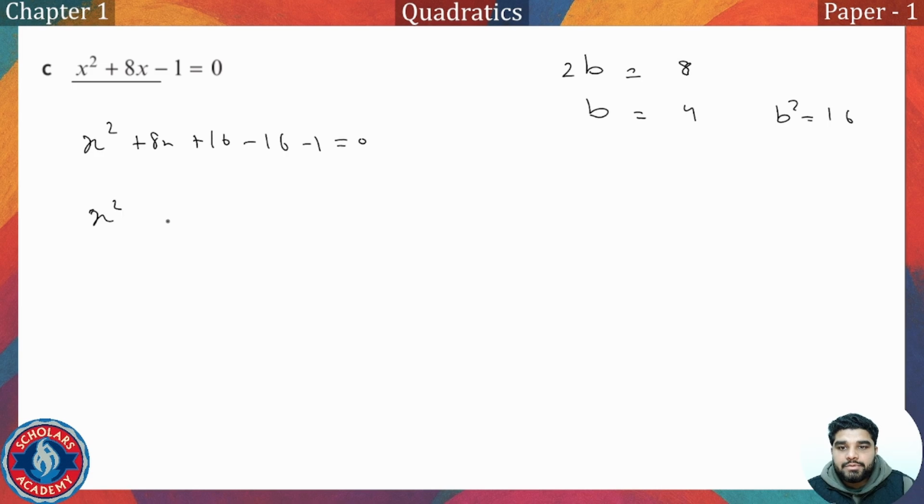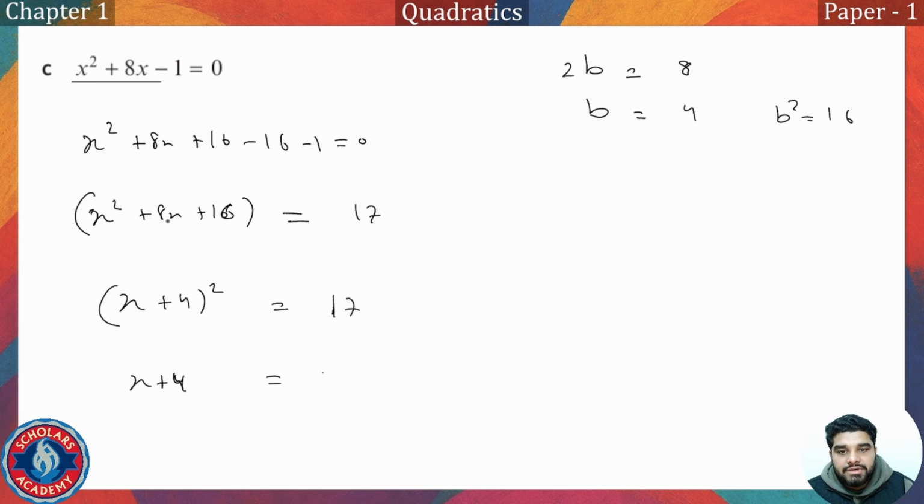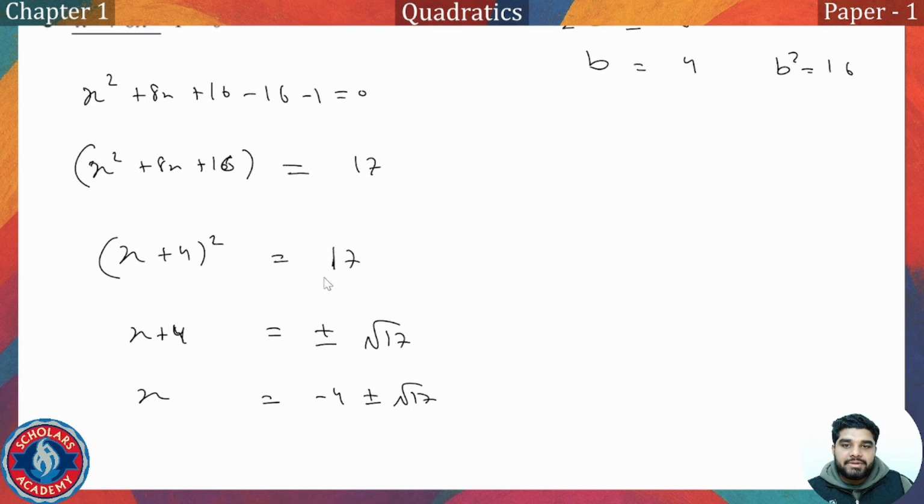We get x square plus 8x plus 16. So this will convert into a plus b whole square, and we get 17. So we get (x plus 4) whole square is equal to 17. x plus 4 is equal to plus minus root of 17. x is equal to minus 4 plus minus root of 17. I hope it is clear.